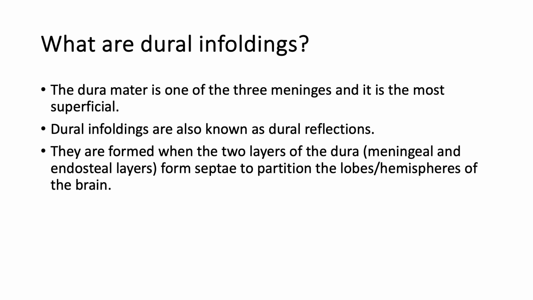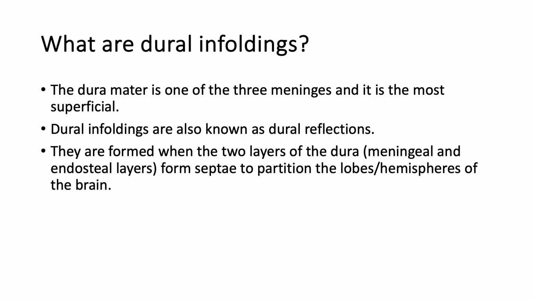What are dural infoldings? These are the layers of the dura mater that fold on themselves to partition the lobes of the brain. There are three main meninges. From superficial to deep, you have the dura mater, arachnoid mater, and the pia mater. The dura mater is the most dense and most protective. It has two main parts, the meningeal layer and then the endosteal layer.